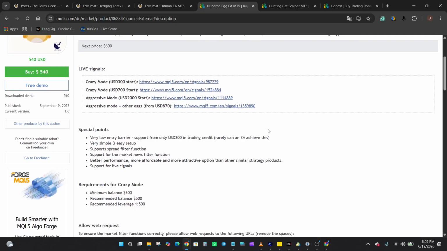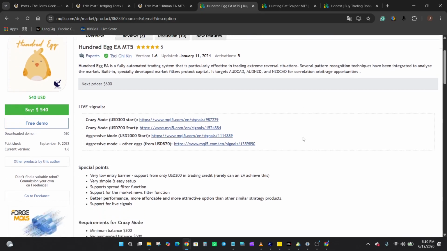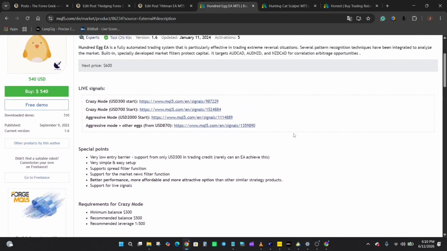Now, the marketplace page also provides clear information about the intended trading instruments. The recommended symbols are AUD CAD, AUD NZD, and NZD CAD. And the recommended time frame is M15. Now, the developer specifically mentions these pairs are targeted for correlation arbitrage opportunities. So it is important to keep those recommendations in mind when evaluating the EA.